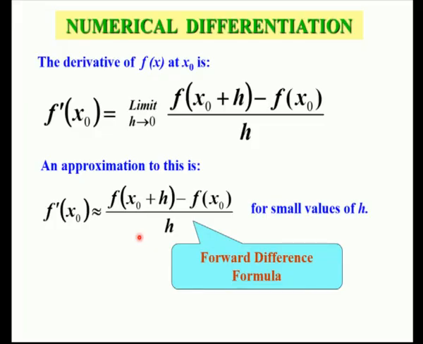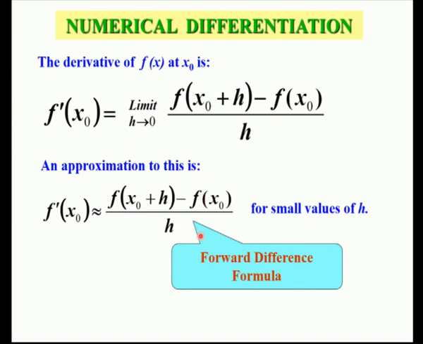Concentrating on the point x naught, from x naught you are locating another point to the right. So, you are going in the forward direction to the right side. That is why this difference scheme is called the forward difference formula. Once again, it is the ratio of function difference to the argument difference.